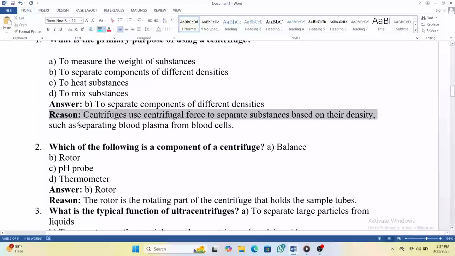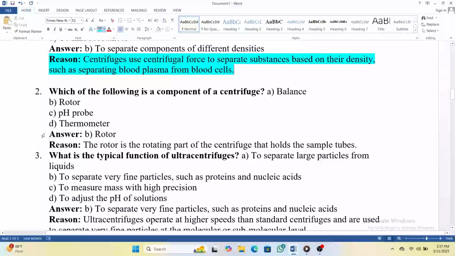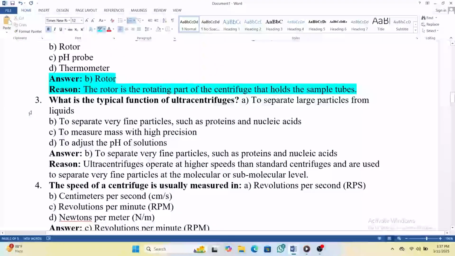2. Which of the following is a component of a centrifuge? A. Balance. B. Rotor. C. pH probe. D. Thermometer. Answer. B. Rotor. Reason. The rotor is the rotating part of the centrifuge that holds the sample tubes.